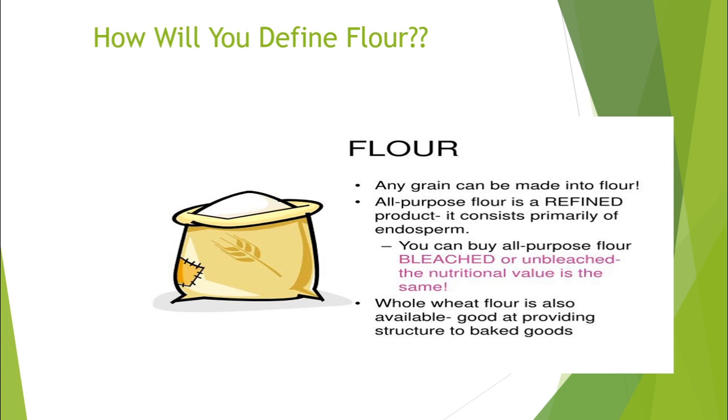Now, how are you going to define flour? Flour is any grain that is made into flour. So all-purpose flour is a refined product. It consists primarily of the endosperm part only. A grain has three parts. One is bran, the outer covering. One is the mealy part, that is endosperm. And one is the germ part that gives life to the grain. And grain is a necessity of our life.